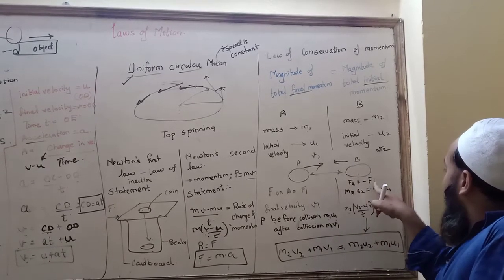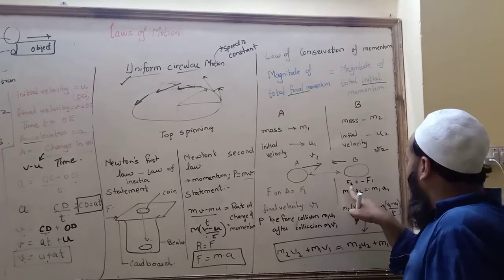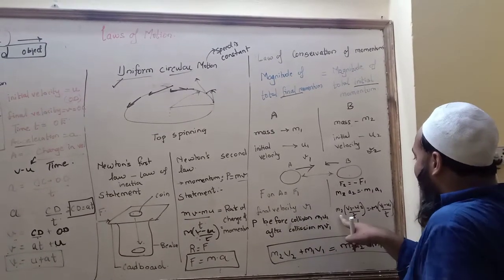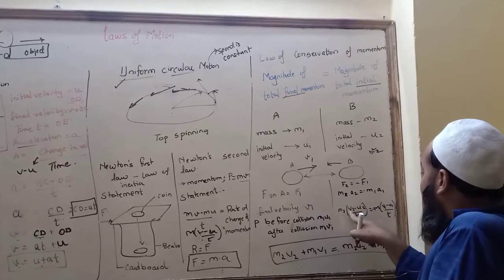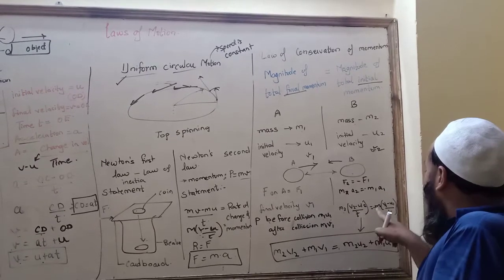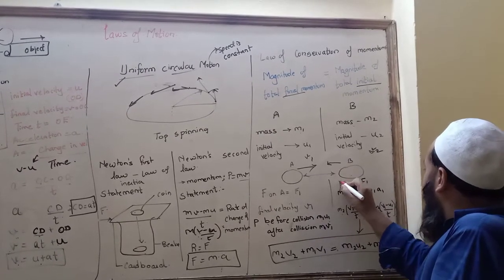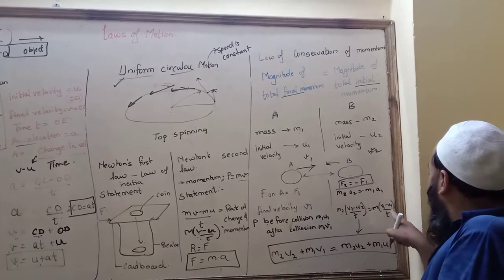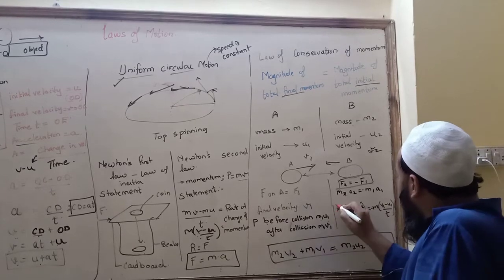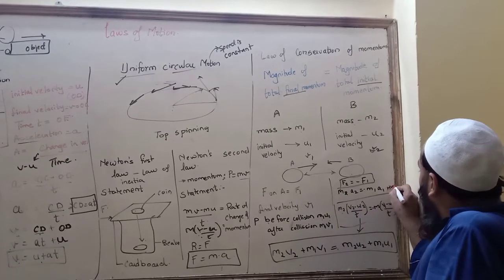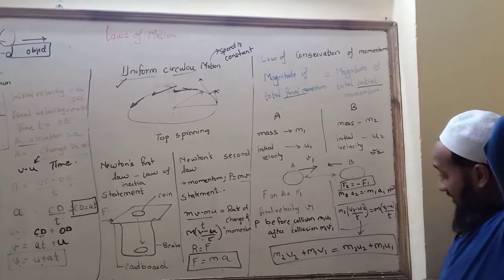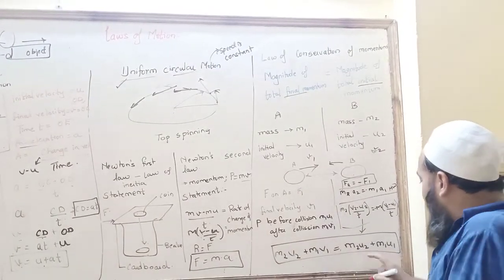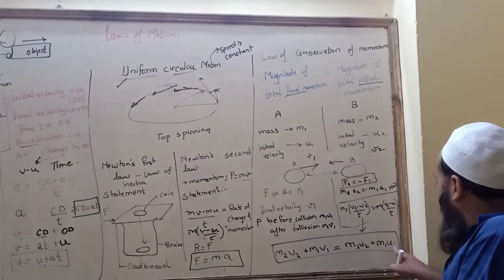F2 is equal to minus F1. What is F? Force is mass into acceleration according to the second law. So m2 acceleration is what? Final velocity minus initial velocity upon t, and minus according to the force on the other, minus m1 (v1 minus u1) upon t. If you solve this, it is homework for you. Solve this with basic multiplication. You will get m2 v2 plus m1 v1 is equal to m2 u2 plus m1 u1.